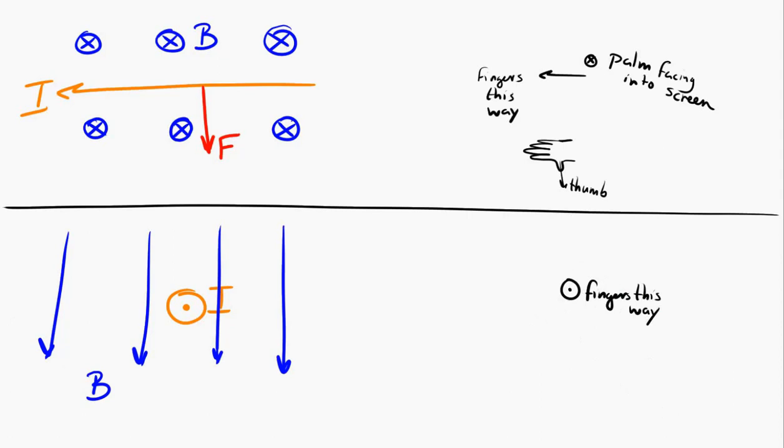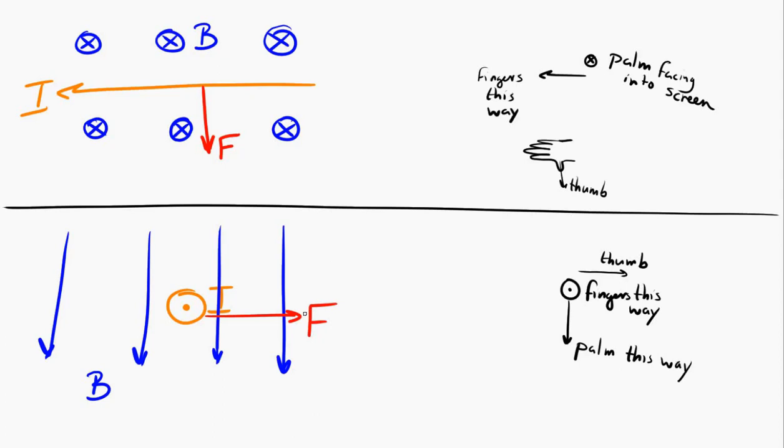And then I'd have the palm oriented so that the magnetic field is coming out of the palm. So my palm is facing down toward the bottom of the screen. And if I do that, then my thumb points in the direction of the force. And I find that my thumb points to the right. So the direction of the force on that current would be to the right.